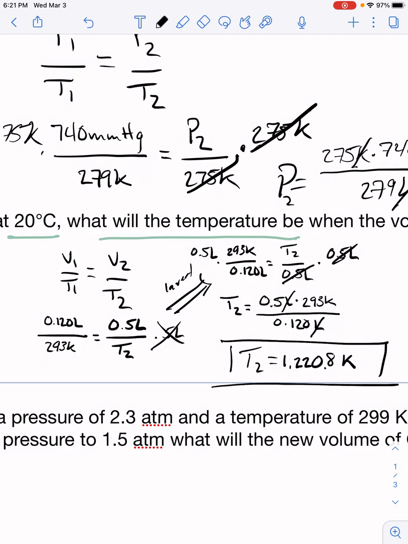Unless the question asks for degrees Celsius, that's a perfectly acceptable unit to have. And it does seem like a rather large number, but we did have a rather large change in the volume of the gas.